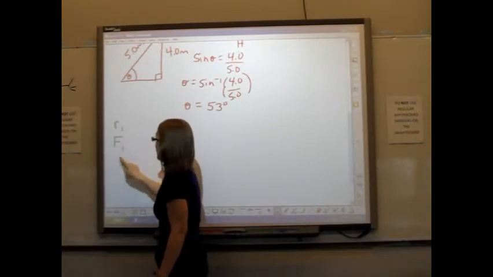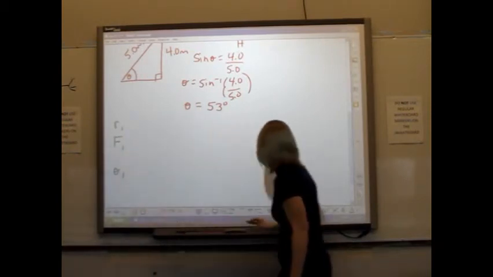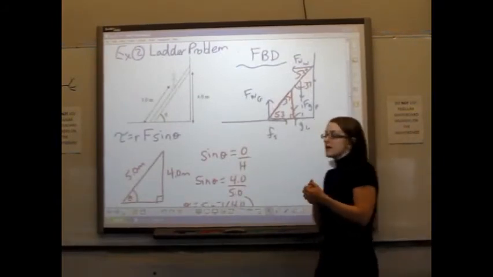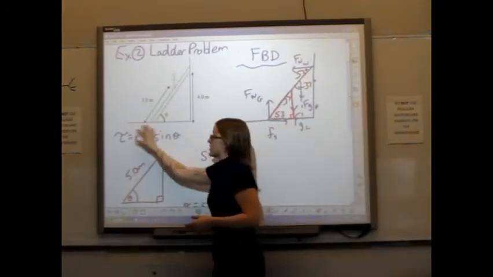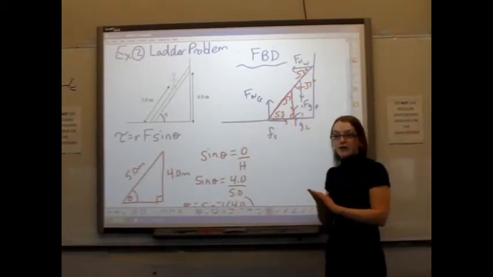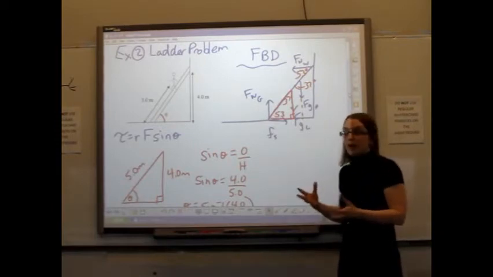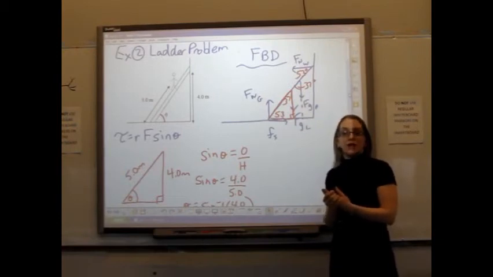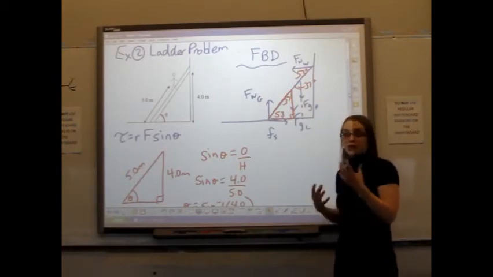R1, F1, theta 1. So we identify what is going to be the first force that causes the torsional or torque effect on the ladder. Well, look at how many forces we have. There are 5. How many do we currently know? We don't know any of them, but we do know the mass of the ladder, and we do know the mass of the person. So we have the ability right now to find 2 out of the 5 forces. That's not very much. So we have 3 unknown forces.